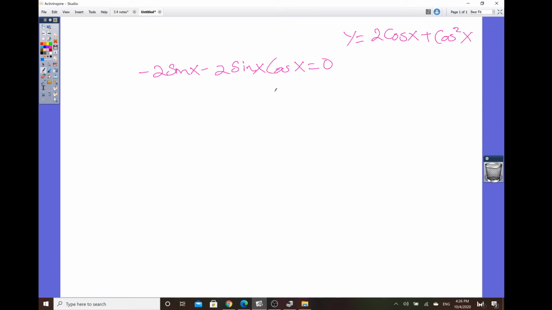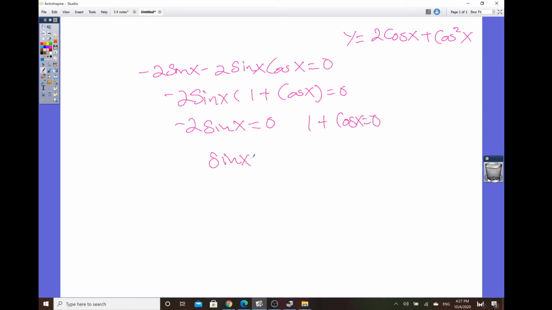Okay, so solve for x using all the tricks and knowledge that you learned. So what we got, take out the greatest common factor, negative 2 sine x. So we got 1 plus cosine of x, because we took out the negative. So solve for x here, so set negative 2 sine x equals 0, and also set 1 plus cosine of x equals 0. So that means sine of x equals 0.